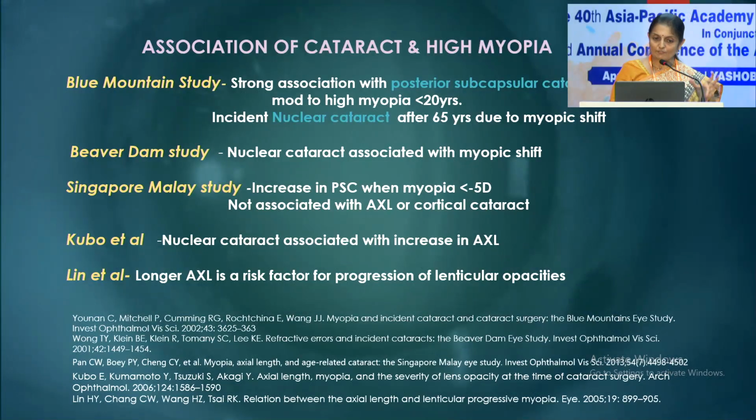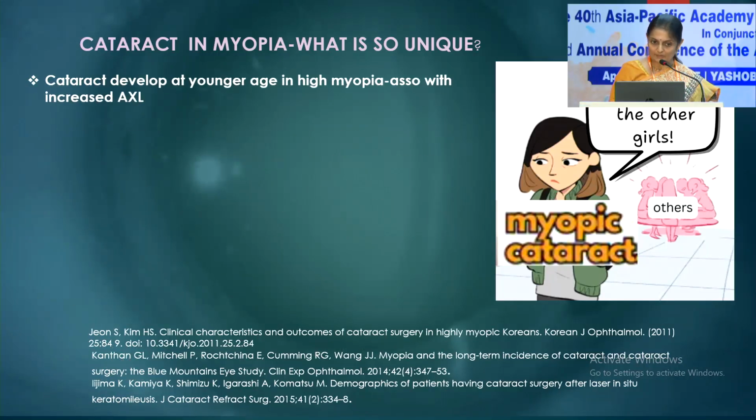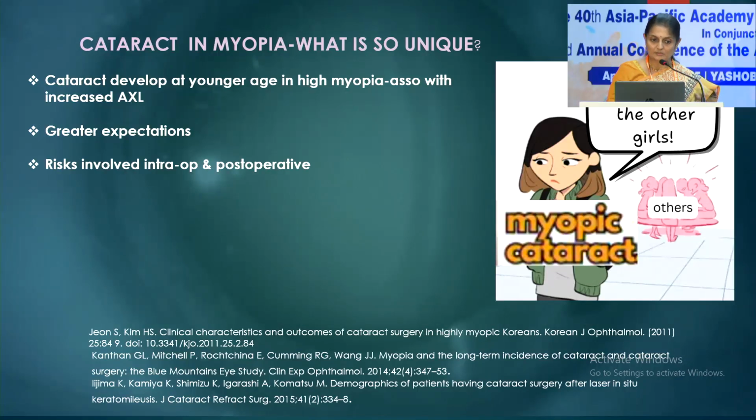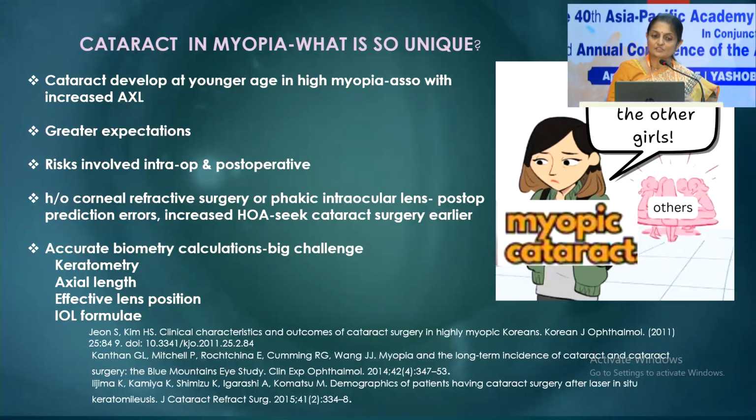So many studies have found this association, and especially the nuclear cataract and posterior subcapsular cataract are the dominant types of cataract in myopia. So what is so unique and why are we talking about this kind of cataract and myopia? Firstly, it presents early, and these younger population comes with greater expectations, with a lot of demands. There's also a lot of risk involved both intraoperatively and postoperatively. And if they had already undergone refractive surgery, then post-op prediction error is a big headache. And because of increased higher order aberration, they seek cataract surgery earlier. And the biggest challenge is accurate biometric calculations, including choosing the best IOL formula.